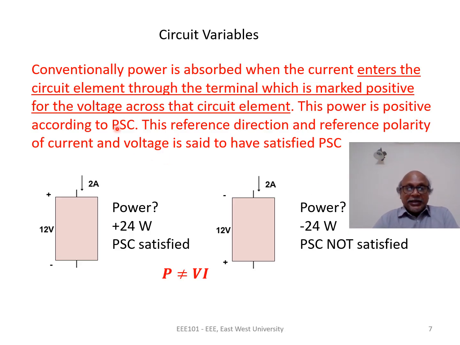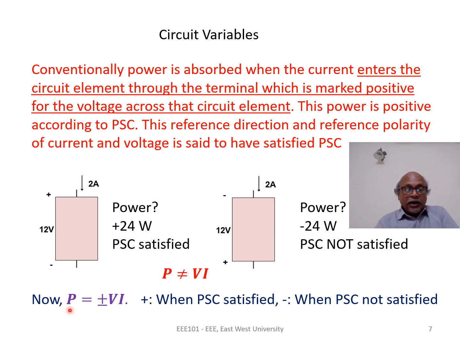So you can see that our old formula P equal to VI does not work here. In the right circuit element, the voltage is positive, the current is positive, but power is negative. So where did this minus sign come from? To accommodate this minus sign, we will have to modify the formula P equal to VI. The formula that you learned in college, P equal to VI, is incomplete. We will unlearn it. And what is the new formula? The new formula is P equal to plus minus VI.